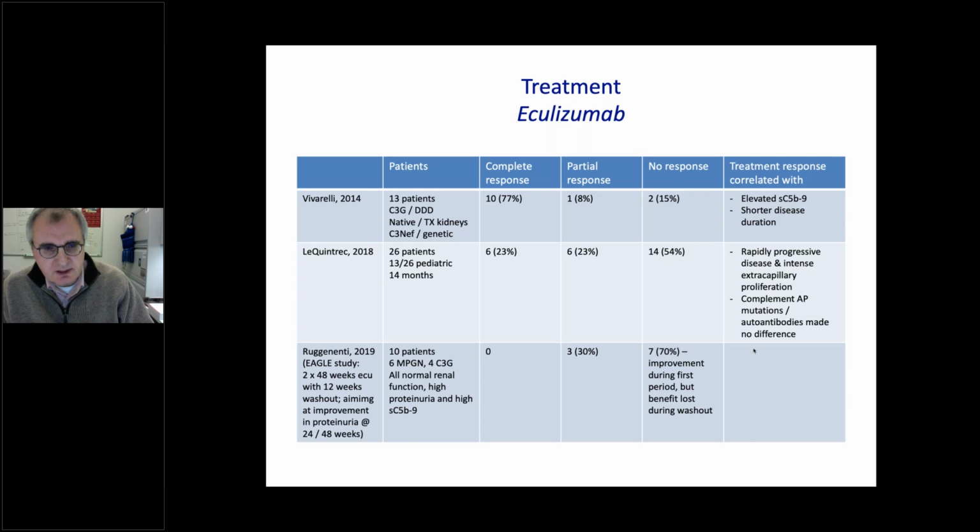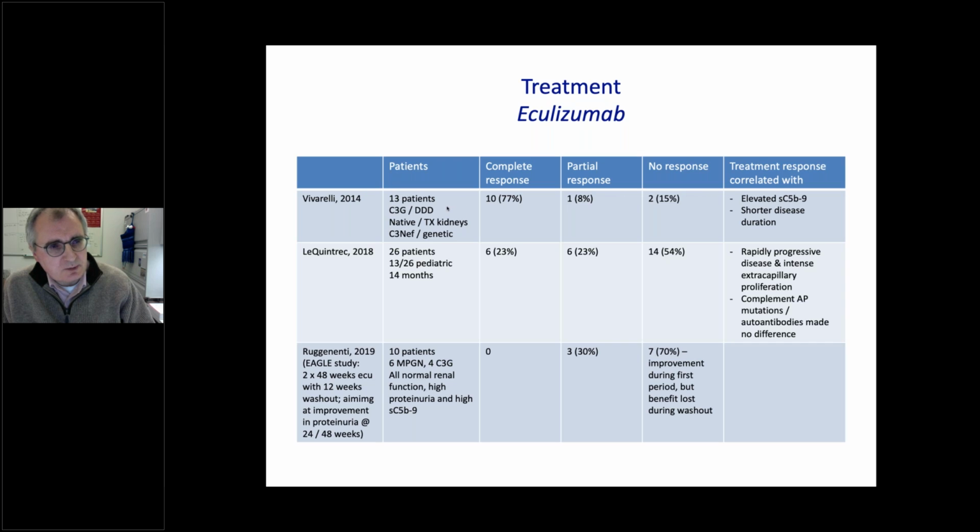And then there is very limited, increasing numbers, but still very limited experience with the use of the one available complement blocker. You remember that we highlighted the role of the C3 convertase, so a more upstream part or step in the complement cascade. And so it's not too surprising that the terminal blocker eculizumab is not really the blockbuster in C3G. Here are probably three of the key studies that you should hear about.